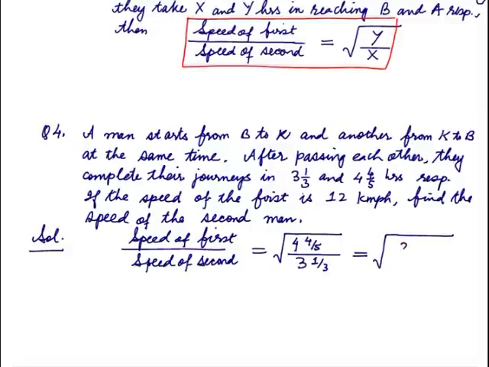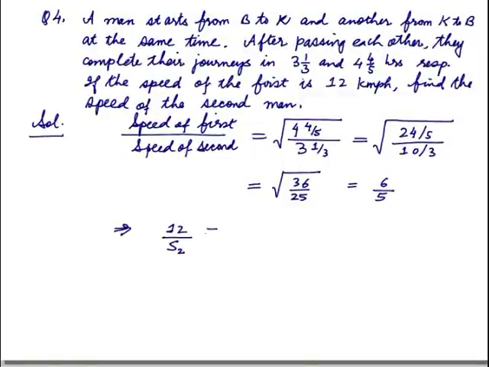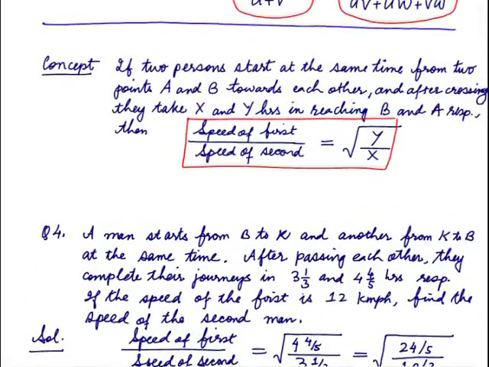Let us simplify this further. This is the same as 24 by 5 divided by 10 by 3, which if simplified further is the same as 36 by 25 under root, which is the same as 6 by 5. But we know that the speed of the first man is 12. So 12 upon speed of the second man will be 6 by 5, which means speed of the second man, which is the unknown, which we are out to find, will be 12 into 5 by 6, which will be 60 by 6, which will be 10 kmph as the answer. So this is our answer, which we obtain by a direct application of the formula that we had studied here. I hope this formula and this illustrative example both are clear.